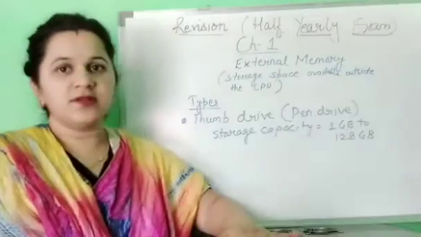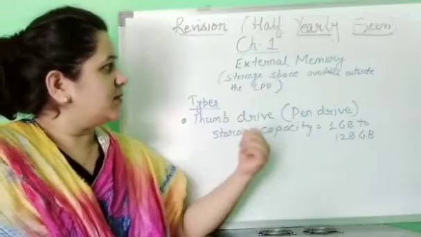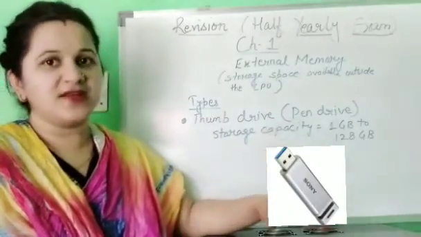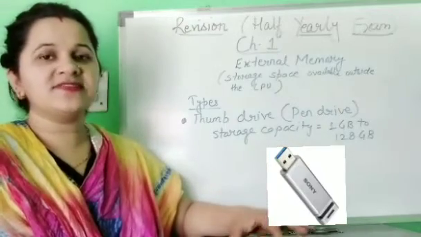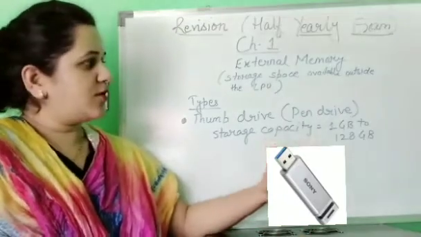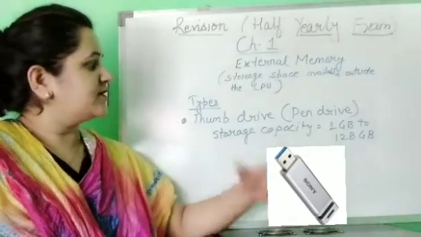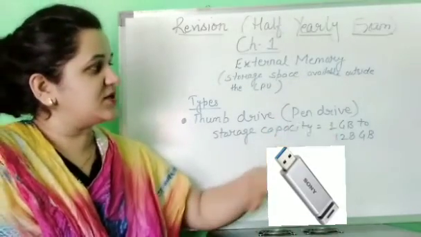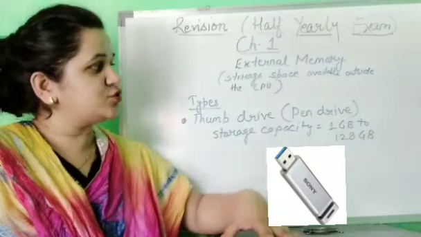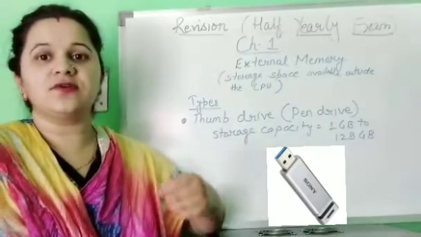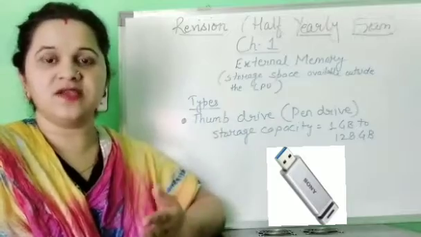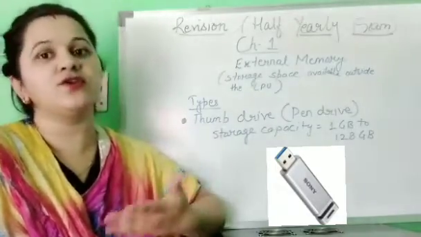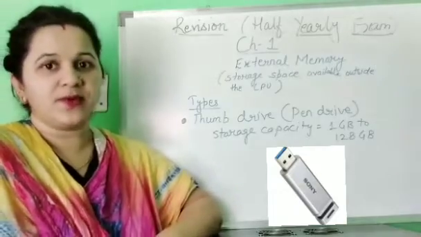Okay children, here comes the next external memory device, that is thumb drive. It is also called pen drive. Look at the picture. You all must have seen this, isn't it? You all must be having this also. Now children, the storage capacity of a pen drive can vary from 1 GB. Children, this is a rewritable storage device, means you can erase the stored data and can record new data as well.